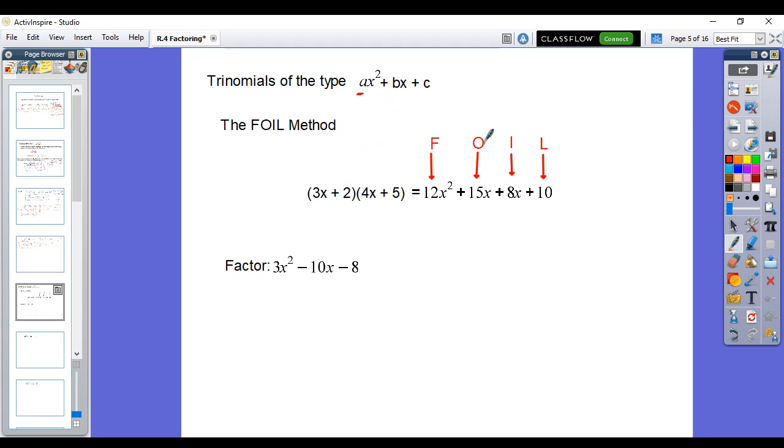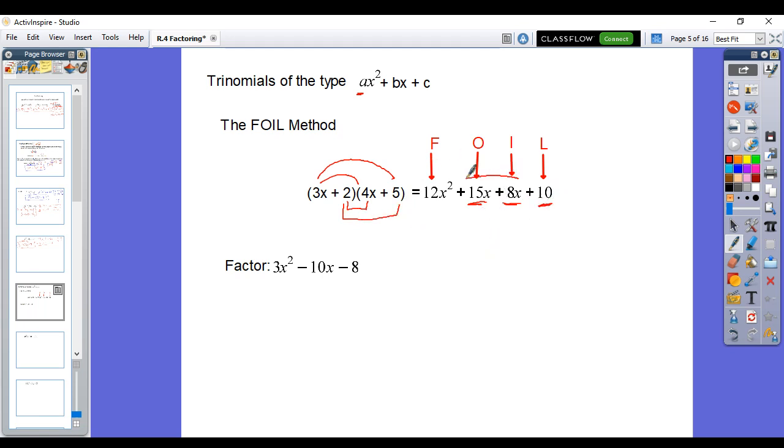So what we're saying is that we're looking at what two numbers. This is the part right here. When we FOIL this, we multiply first with first, we get that number. Outside with outside, we get that number. Inside with inside, we get that number. And then last with last, we get that number right there.